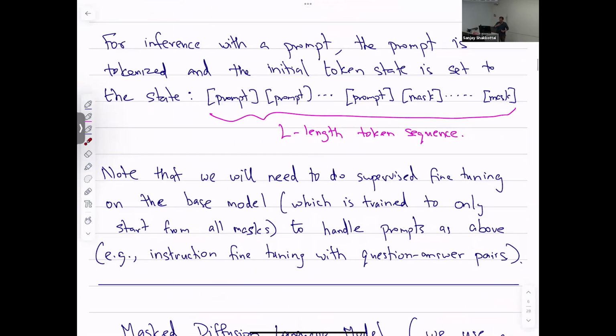Okay, so for inference with a prompt or a context, what you could do is set the state. The length is always fixed. You could set the state as some prompt mask, initialize with that, and then start your diffusion model with that initial condition, and the mask should become your answer. But that's not what the model has been trained for. So you need to do SFT, or instruction fine tuning, or this kind of thing.